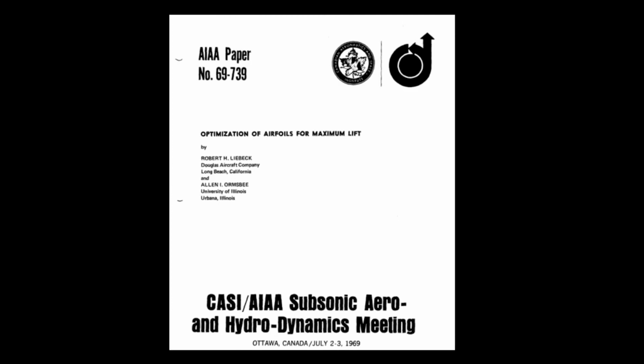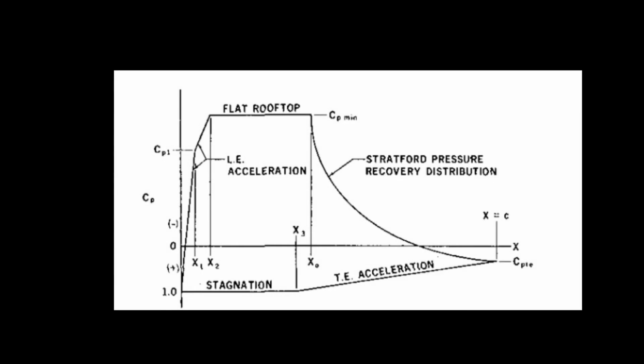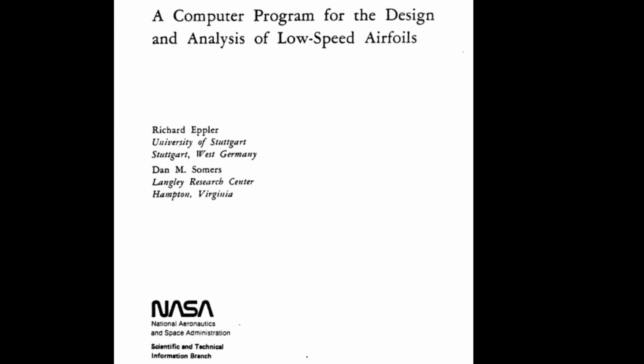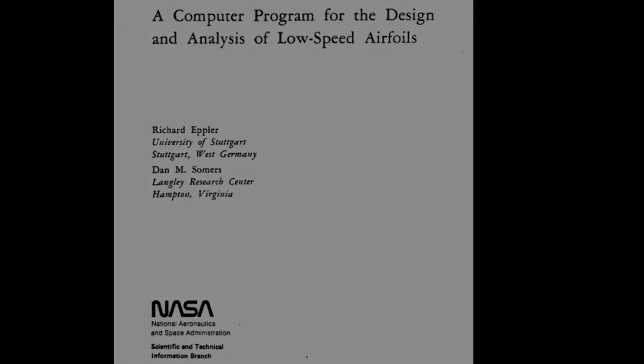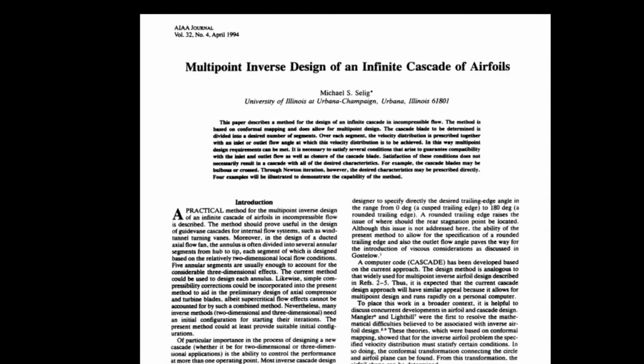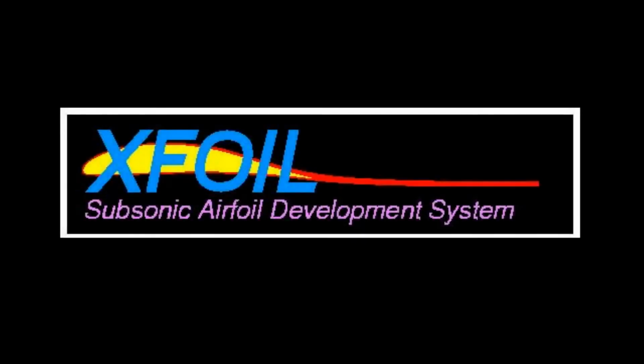Liebeck in 1969 published a paper which used inverse design procedures to produce a profile to match an idealized pressure distribution. The procedure here wasn't a true inverse design method because it didn't integrate a boundary layer. Richard Eppler and Dan Somers in 1980 were among the first to develop an integrated method, which was used in the profile code and adopted by NASA. There are many more subsequent methods developed since, including ones by Michael Selig, a prominent contributor. The ones publicly accessible are 2D, like Xfoil, and are still used today.